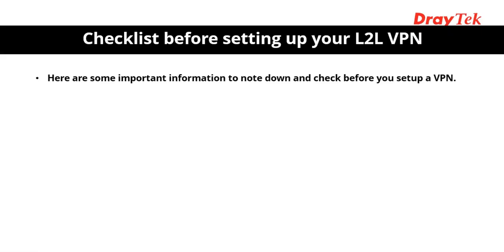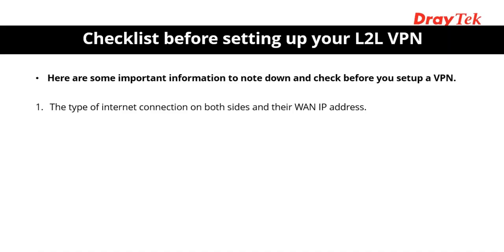So before you proceed to set up a LAN-to-LAN VPN, here is some useful information to check and note down. You want to check the type of internet connection on both sides and check that it will be suitable for a VPN connection. For example, if both routers are using 4G WAN connection, then it may not be possible to set up a direct connection between them. Also note if they've got a fixed IP or dynamic IP. This way, you can select a suitable protocol for the connection.